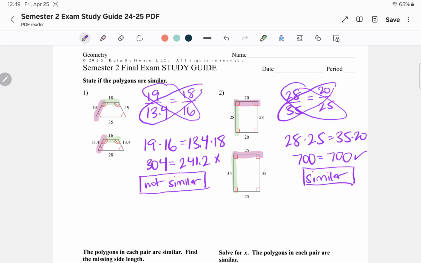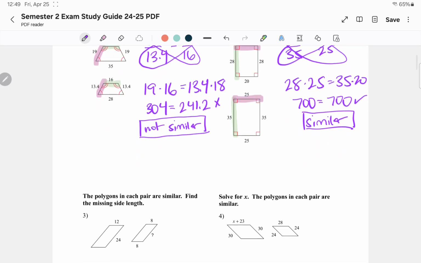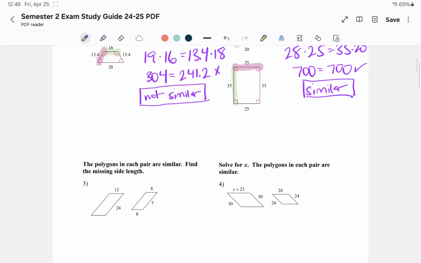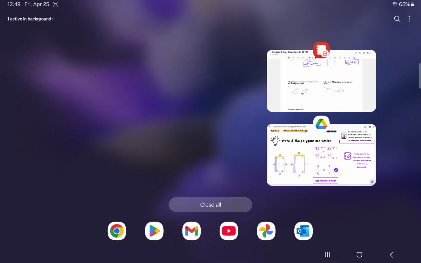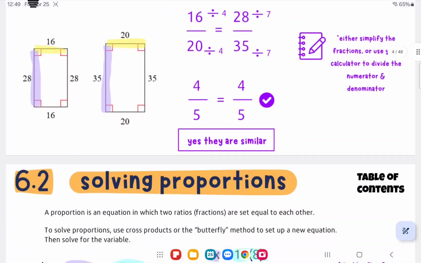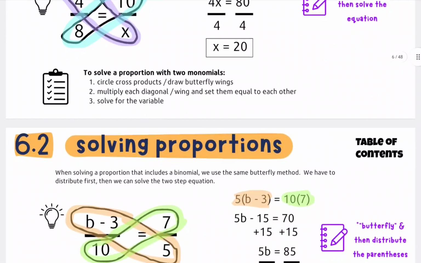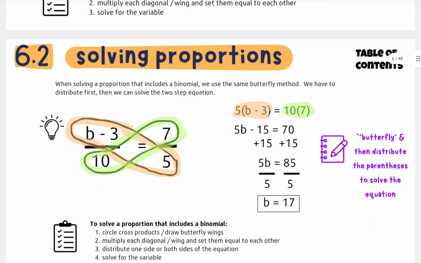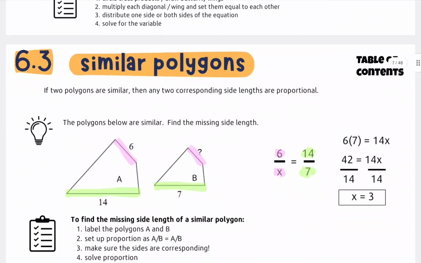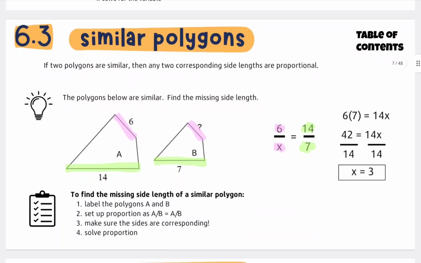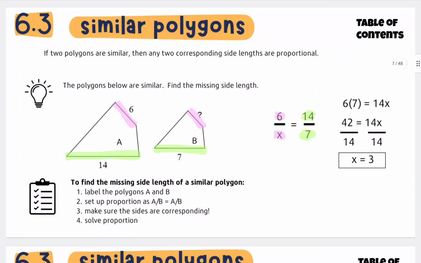All right, so let's move on to number 3. The polygons in each pair are similar. Find the missing side length. So we are going to go back to the digital notebook and look for that lesson. The exam's going to be in random order, just to let you know. It's not going to go in this order. But I created a table of contents and linked it so you'll be able to jump to each lesson, so hopefully I made that a little bit easier. This is the one we're on right now.